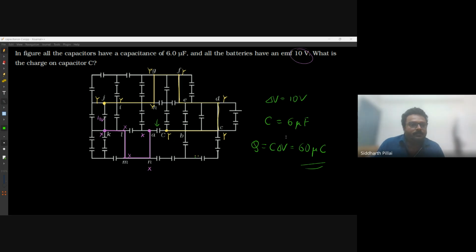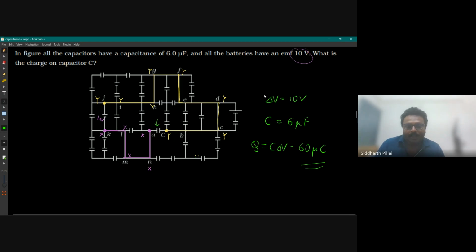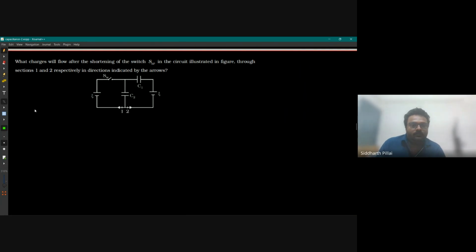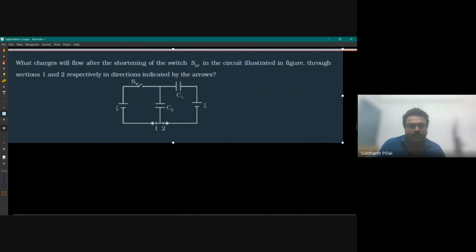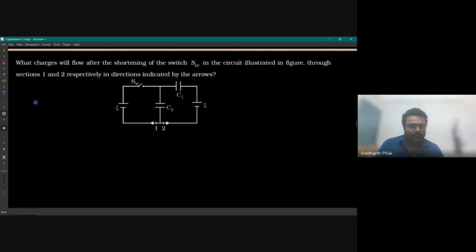Okay. Let's move to the next problem now. If this is clear, if you have any doubts, please ask. Fine. All right. Let's move on then to the next one. What is the next one? Okay. Zoom in on this one. Please solve.